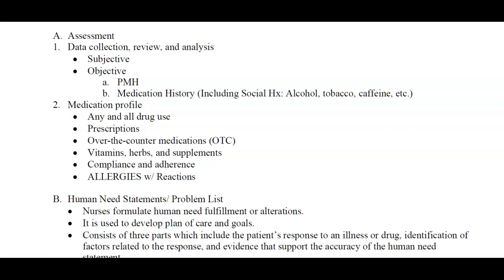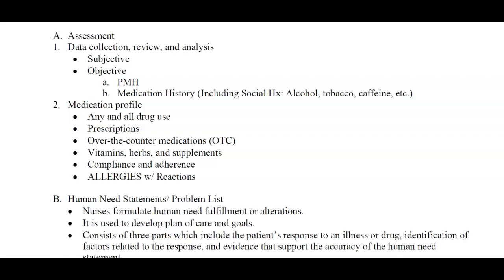This also includes information that can be found in the medical records, such as lab results, assessment findings, and measurable data such as age, height, and weight. So basically, objective data will include your past medical history, right? So if the patient has a history of high blood pressure or hypertension, hyperlipidemia, or high cholesterol. And it also includes medication history, which includes social history such as alcohol, tobacco, and caffeine use.